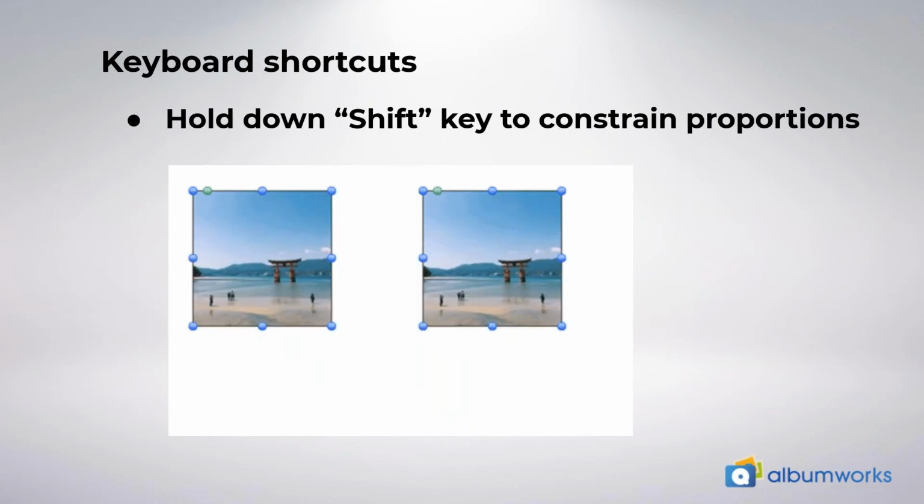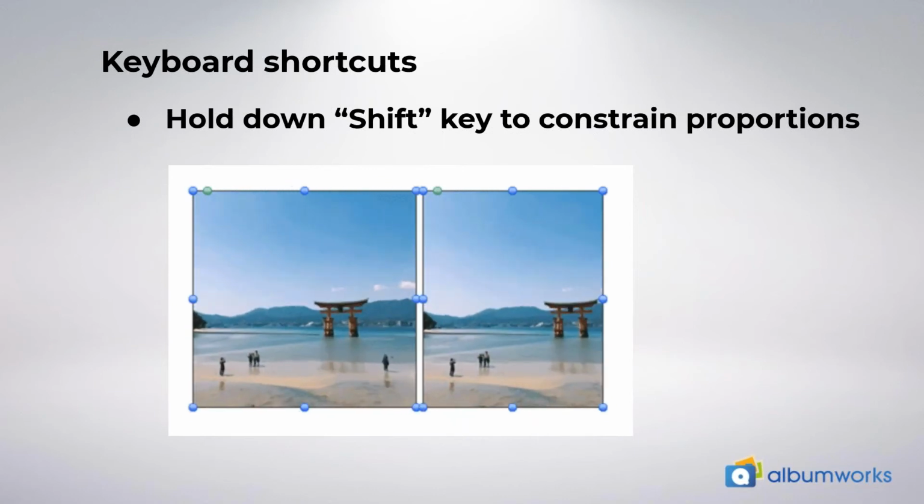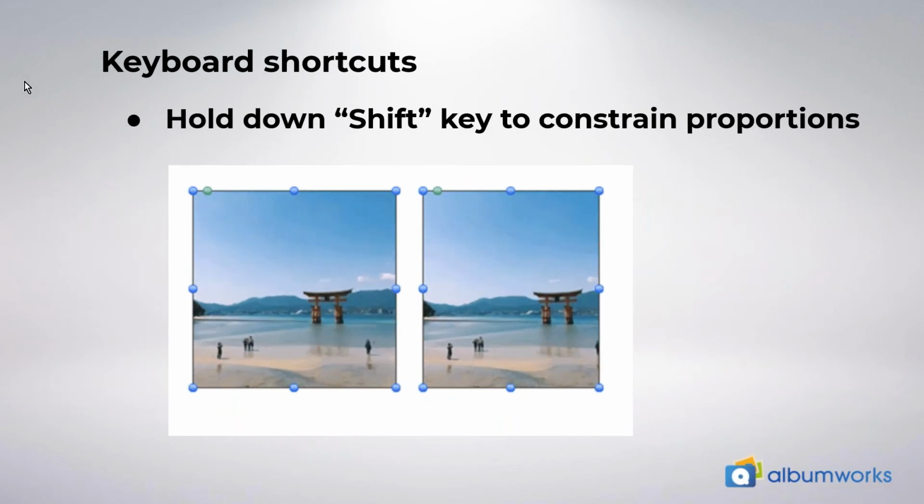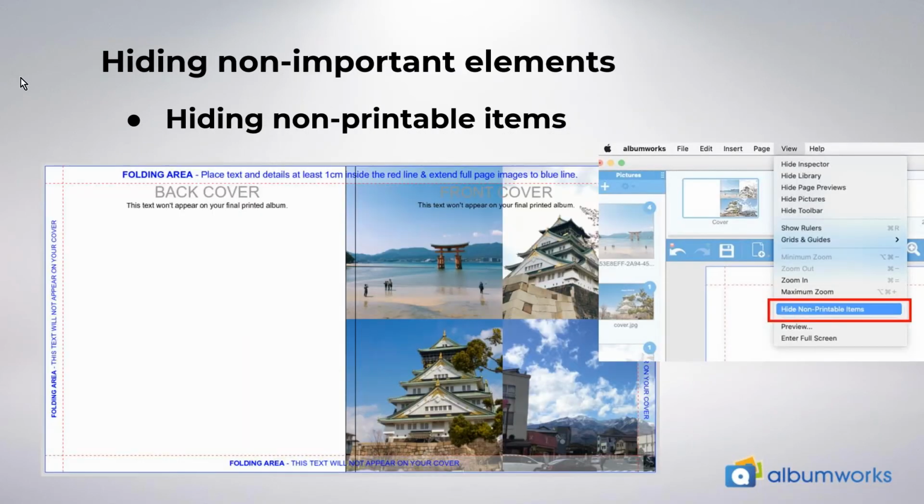Next, we're looking at how we can hide non-important elements while working on a project. If you've made photo books in the editor before, then you're sure to be familiar with the warning text that we put on the cover of your photo book. The text only appears in the editor and won't be printed. It tells you where the fold area on the cover is and to place important items away from the red dotted line. It also tells you which is the back cover and which is the front cover.